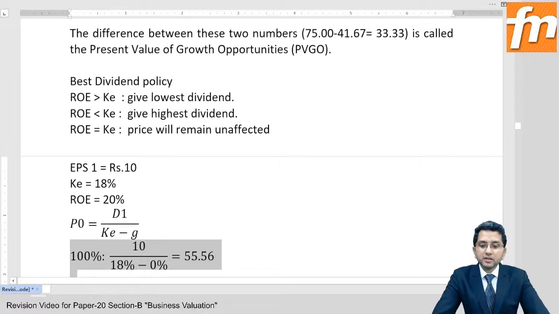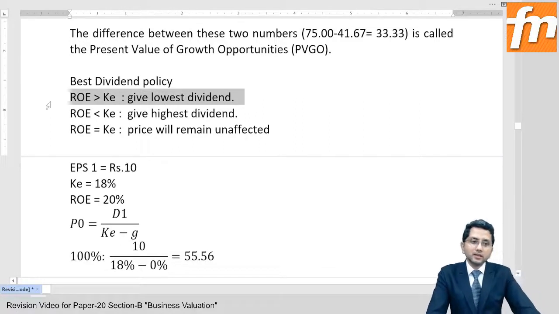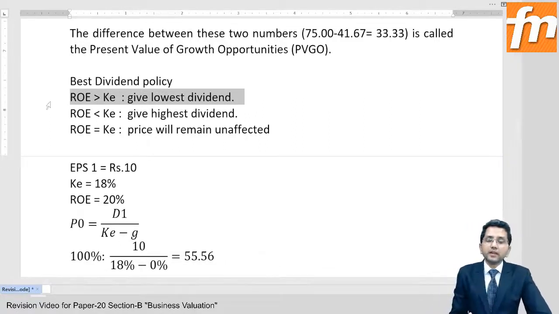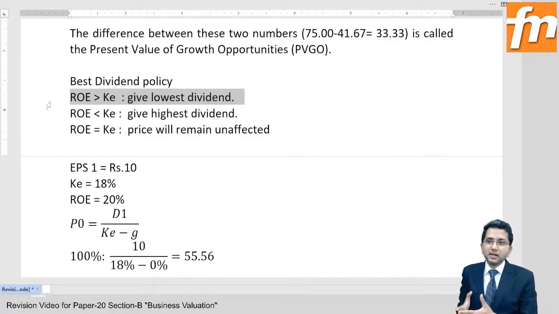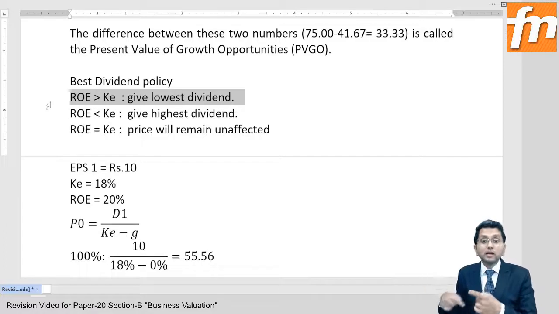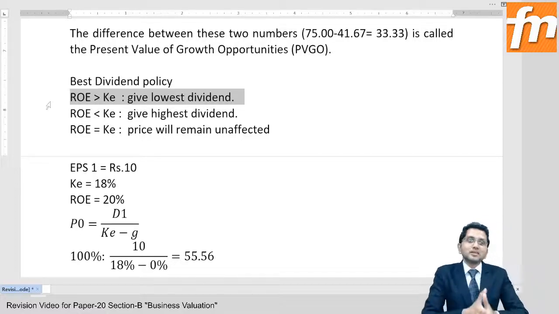Okay, my dear friends. So if ROE is more than KE, it simply indicates that you are earning more than the expectation of your investors. Your expectation of investor is 18, you are earning 20. So what investors will say, oh buddy, you hold this money because if you give it to us, we will earn only 10%. If you keep it, you will earn 20%. You are earning more than what we expect. So better you keep this money and don't give it to us in the dividend.